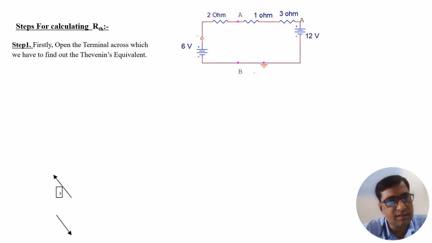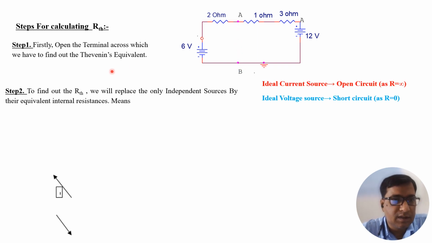Firstly, we'll consider how we'll calculate the value of RTH. The first step: we will open the terminal across which we have to find the Thevenin's equivalent. As we have to find the current in branch AB that has a 12 ohm resistance, we have to just open it. So it will look like this.